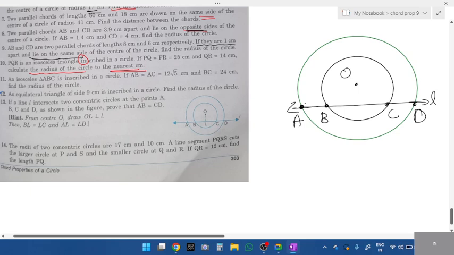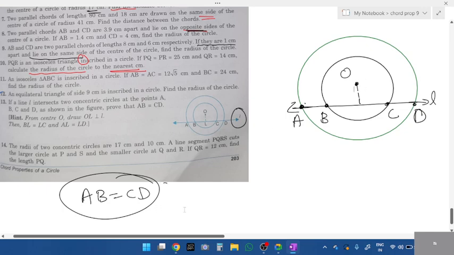Next, a line is drawn. We need to draw a line. What's the question? If L intersects two concentric circles, okay. If a line L, see this is a line, this L. If this line AD, that is L, intersects two concentric circles at points A, B, C, D in the given figure, you need to prove AB is equals to CD. We have to use chord here. AB is equals to CD.